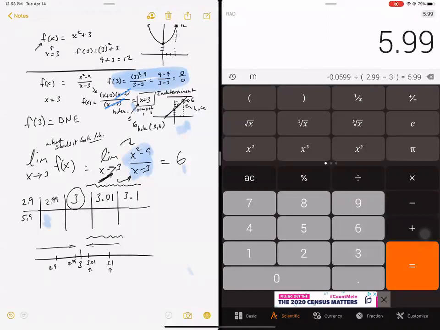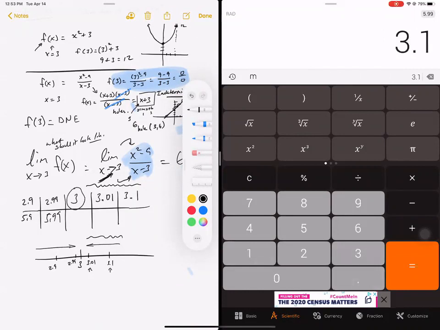Hey, this is 5.99. Are we closer to 6? Yeah. On the right side, let's try the one over here. Let's start at 3.1. 3.1 squared minus 9 divided by parentheses 3.1 minus 3. And that's 6.1. Okay, which is kind of close to 6. And if we get closer, 3.01 squared minus 9 divided by 3.01 minus 3, that's 6.01.